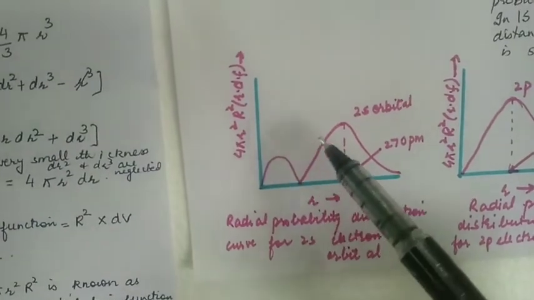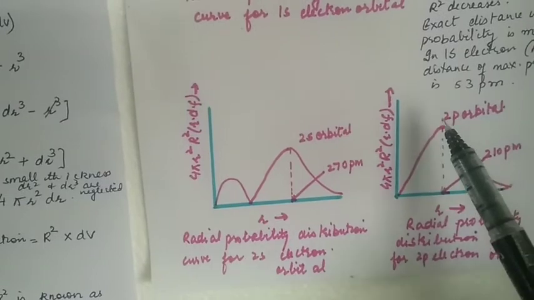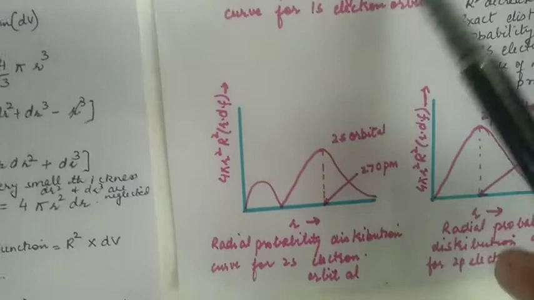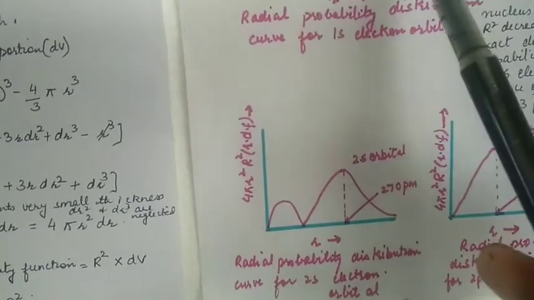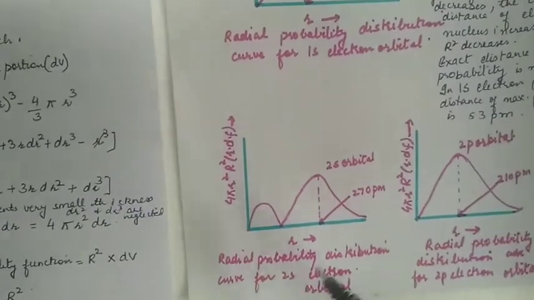Then the radius of maximum probability for 2s and 2p orbitals is more as compared to 1s. For 1s, the distance of maximum probability is 53, here 270 and 2 pm.